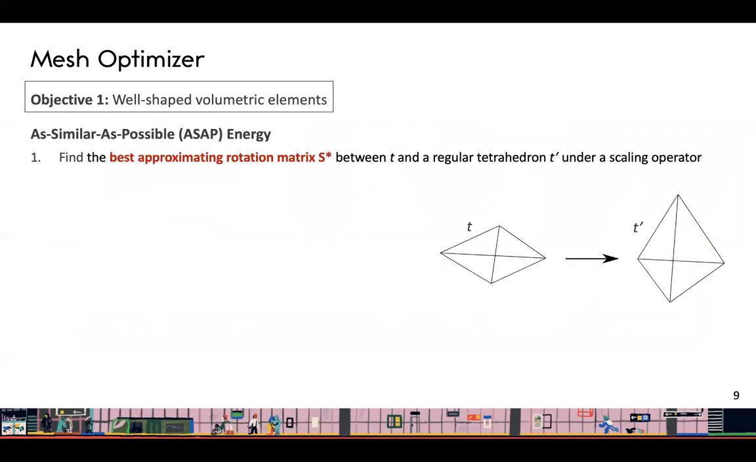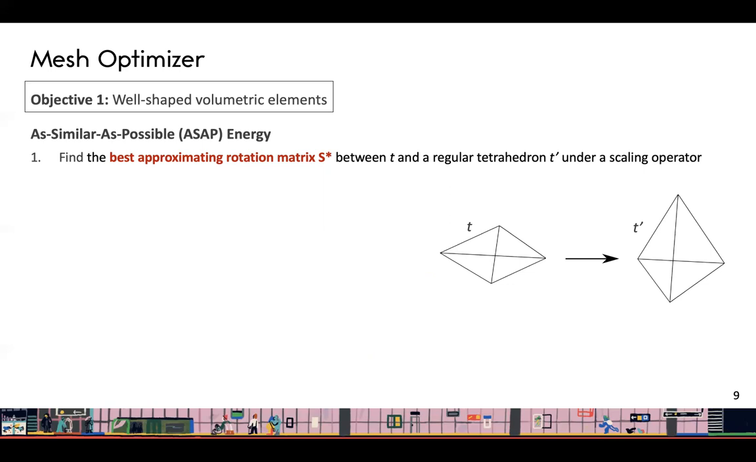The first is the as-similar-as-possible energy, which improves the quality of the volumetric elements. It deforms each tetrahedron T to make it as congruent as possible to an equilateral tetrahedron T prime under a scaling operator that preserves the volume and the centroid of T.